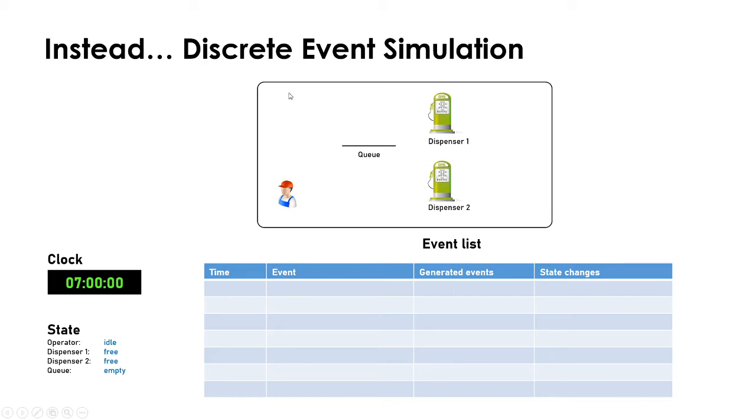And we're going to see here an animation of how things are in our system, as you most of the time see when you build a simulation model. You have a clock because you need to keep track of time and see how things change as time advances. You have the states of the elements in our system. You have the operator, which is idle, the dispenser, which is free, the dispenser 2, which is free, and the queue, which is empty. This is how things are at the beginning of our, imagine that we're opening our gas station at 7 o'clock, and this is how things are.